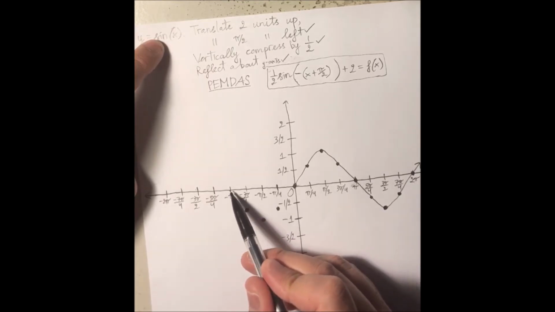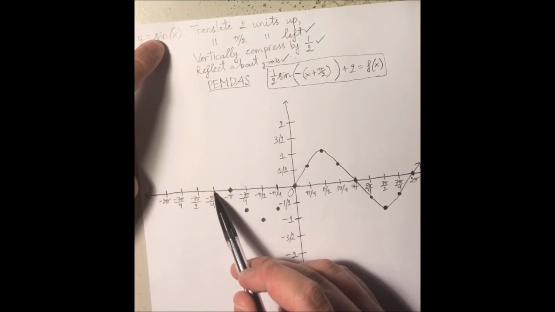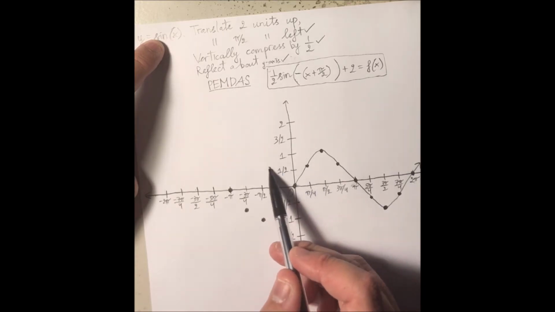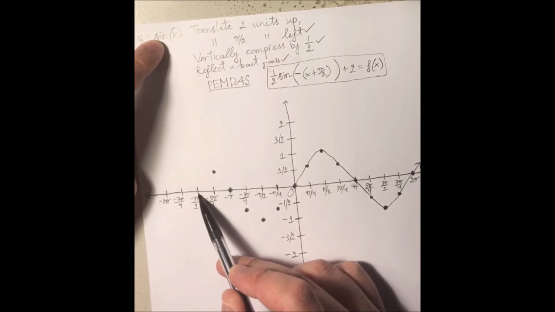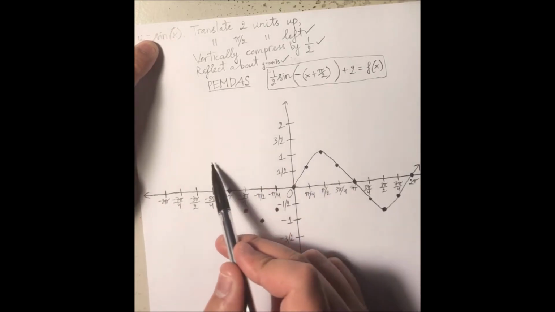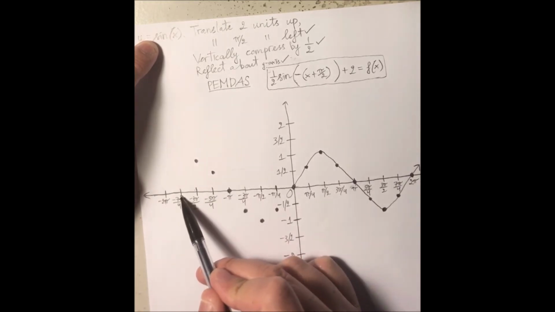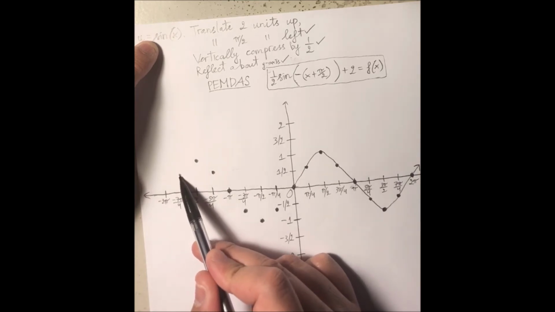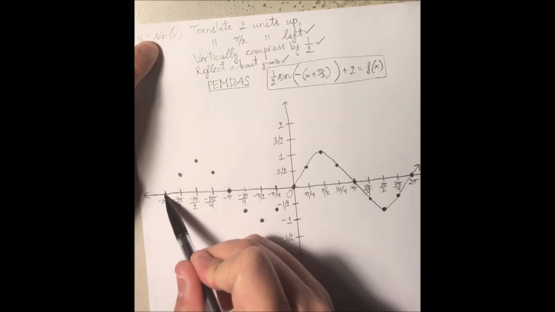When x is negative pi, sine of negative pi is 0. When x is negative 5 pi over 4, sine of negative 5 pi over 4 is positive square root of 2 over 2. So right there. When x is negative 3 pi over 2, sine of negative 3 pi over 2 is positive 1. So right there, I'm just going to eyeball it. When x is negative 7 pi over 4, sine of negative 7 pi over 4 is positive square root of 2 over 2. That. When x is negative 2 pi, sine of negative 2 pi is 0.